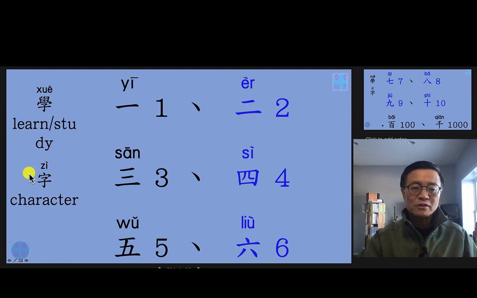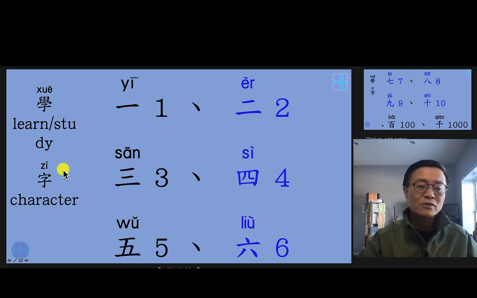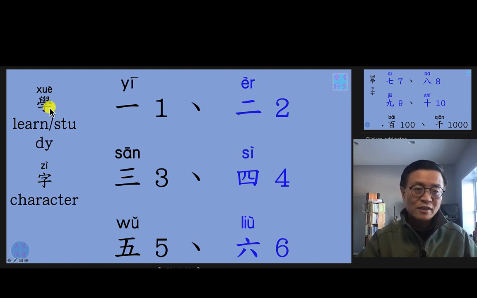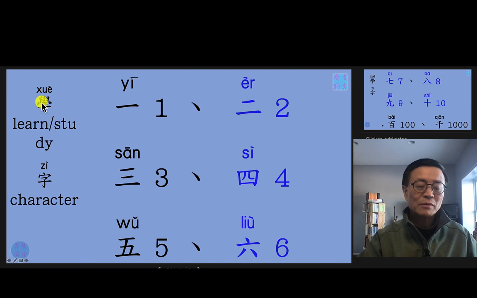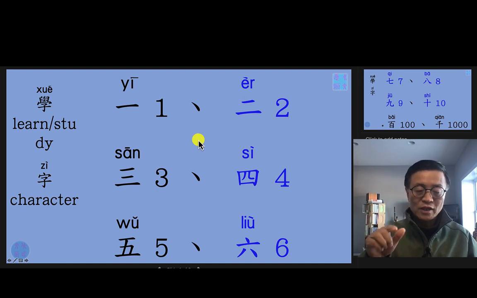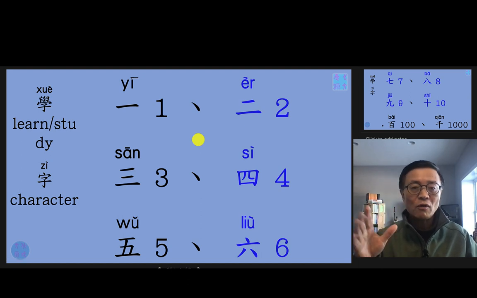This is character 字. You don't need to remember, I just repeat it and you get familiar with it. We're going to learn these characters one by one, okay? That's learning or study, 学习. 学字, this is 字 character, 学, learning or study. 学 appears very complicated, but I'm going to explain what it means and make it easier, okay? Don't worry. Now, your assignment is to write number 1 to 10, 一到十.